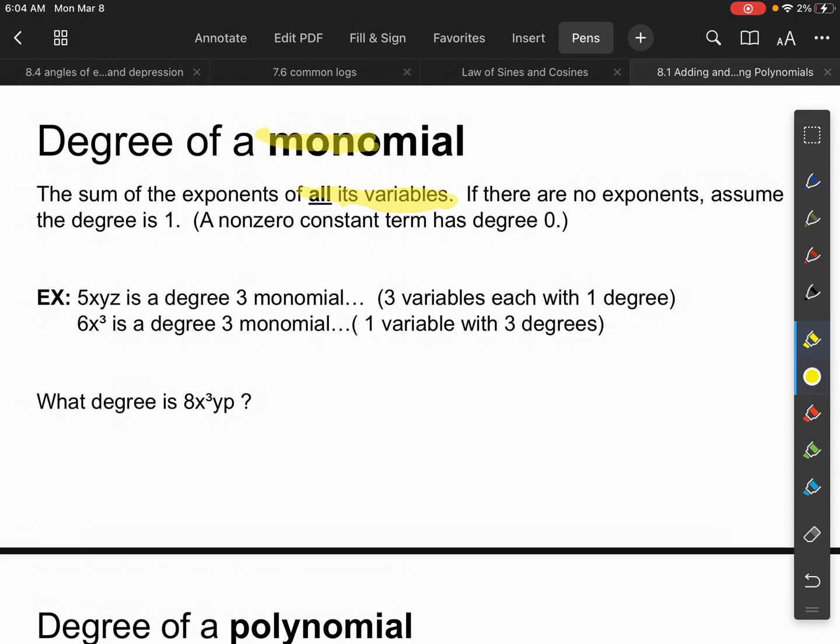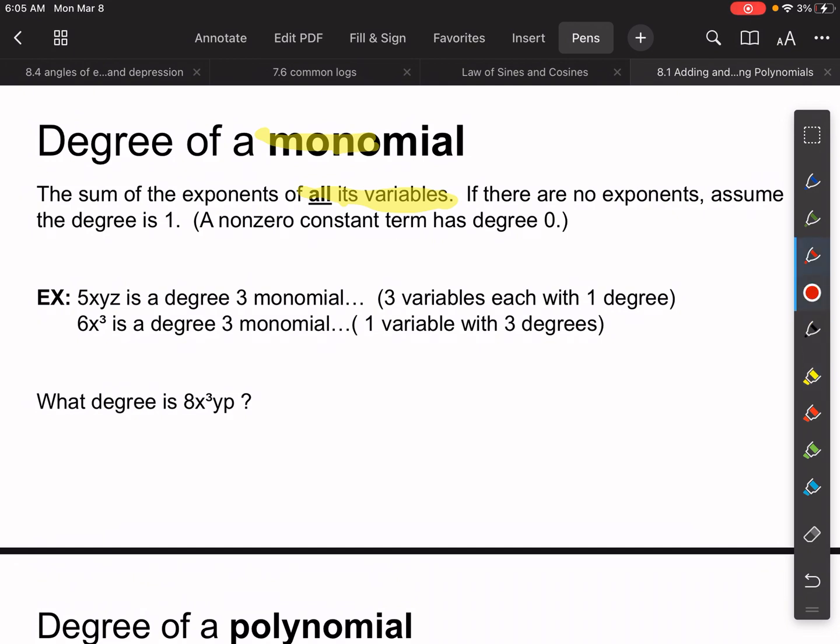If there are no exponents, then we assume the degree is 1. Okay, and every constant we treat as a degree 0, so we don't count the degrees of any numbers. This is just for variables.